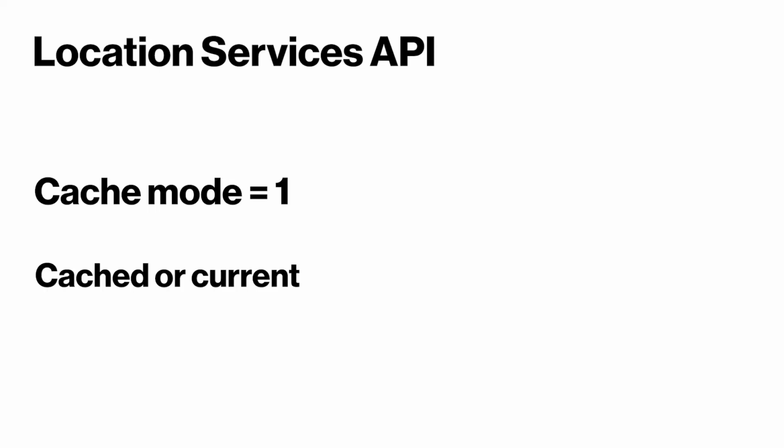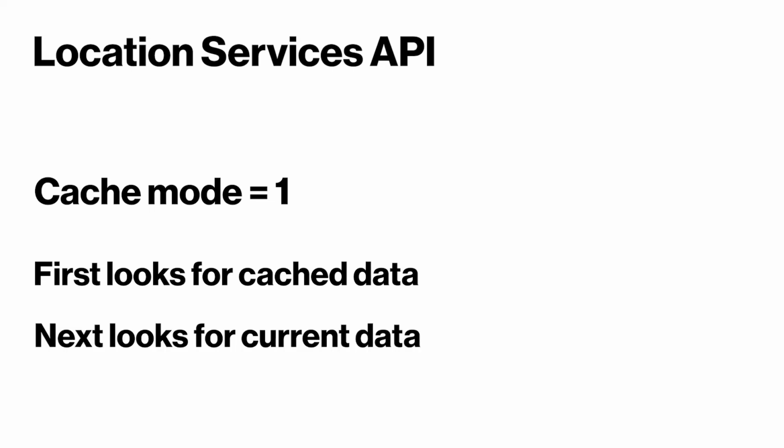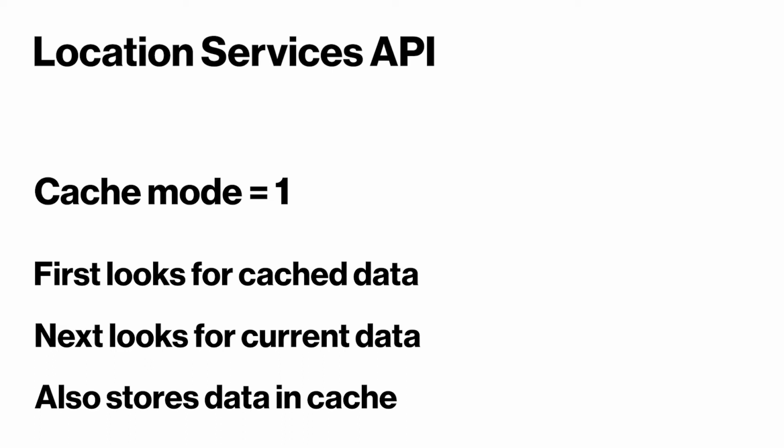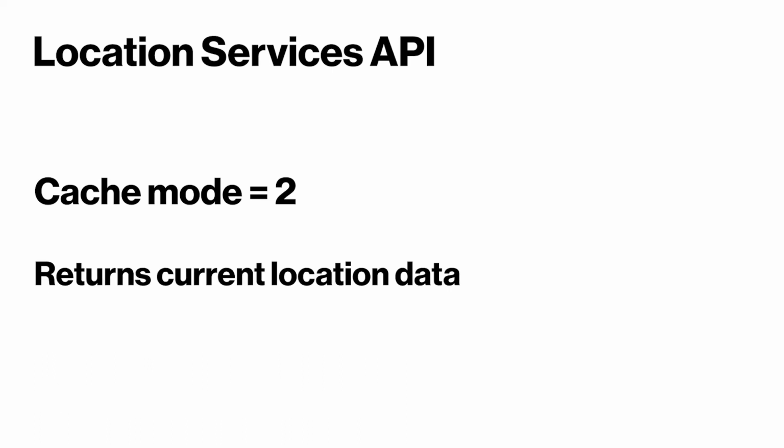1 would mean cached or current mode. ThingSpace first looks for cached information for the device and returns that if it exists. If there is no cached information, it finds the current location of the device and returns that information plus stores it in the cache. And lastly, 2 means current mode. This returns the current location of the device and stores that location information in its cache.